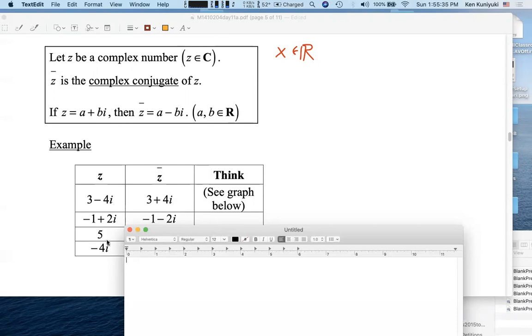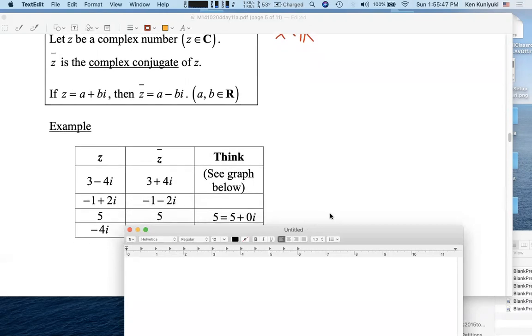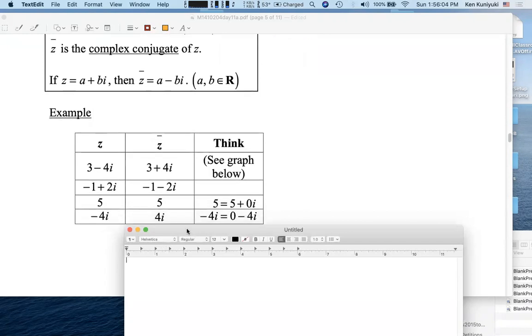Here's a trick question. What's the complex conjugate of 5? Hint, what's the complex conjugate of 5 plus 0i? It's 5 minus 0i, or just 5. Bottom line, the complex conjugate of a real number is just itself. Finally, what's the complex conjugate of negative 4i? Well, here's a hint. What's the complex conjugate of 0 minus 4i? It's 0 plus 4i, or just 4i.